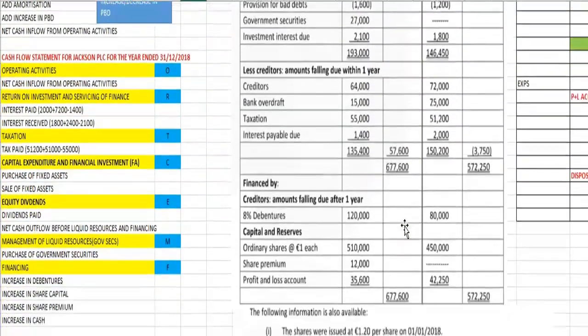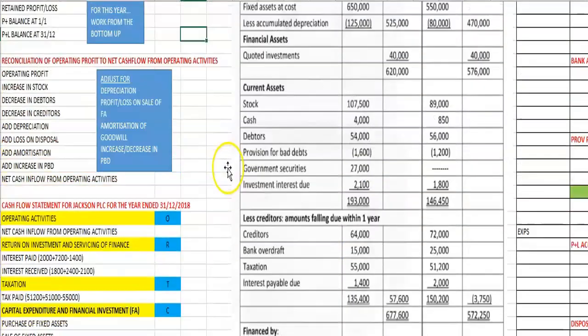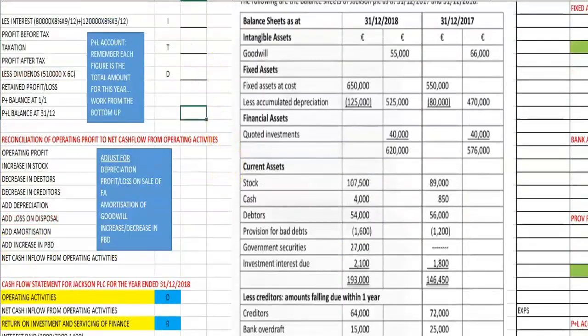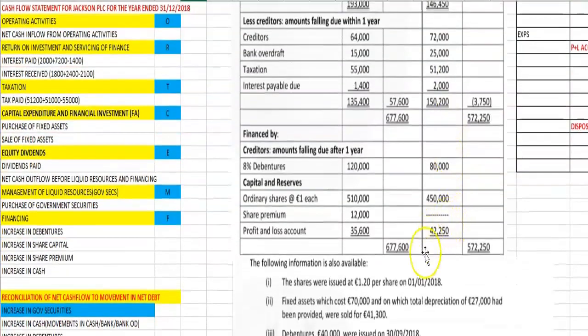First of all, what's the profit and loss balance at the end of the year? Well, this can be found in the finance by section of the balance sheet. There it is there at the end of 2018, €35,600. Then we go looking for the profit and loss balance at the beginning of 2018, which is the same as the P&L balance at the end of 2017.